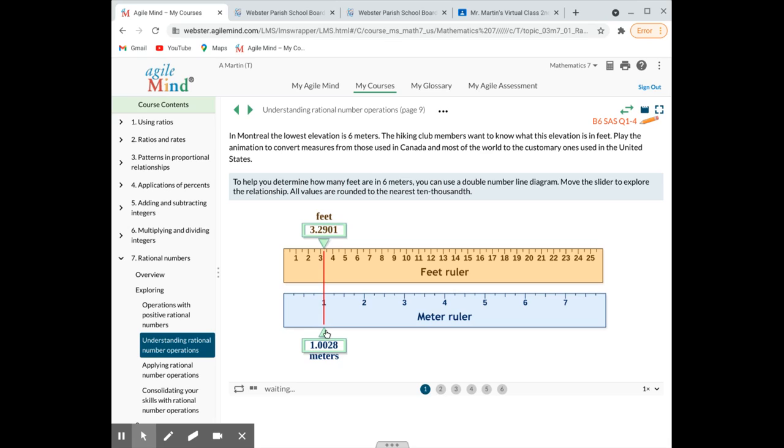Man, it's jumping. What if you can just type in there? Nope.